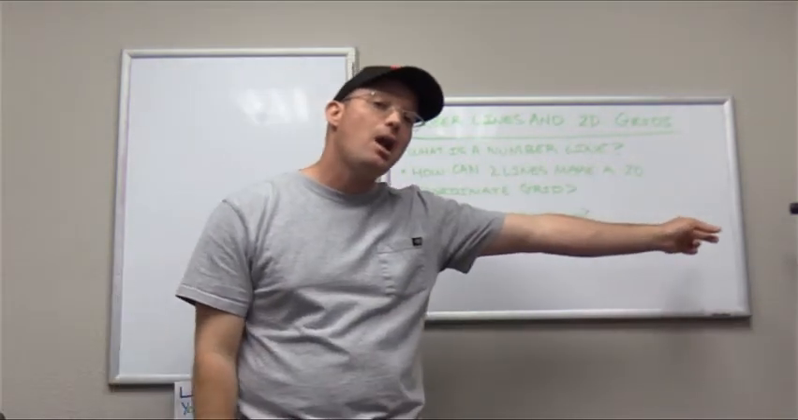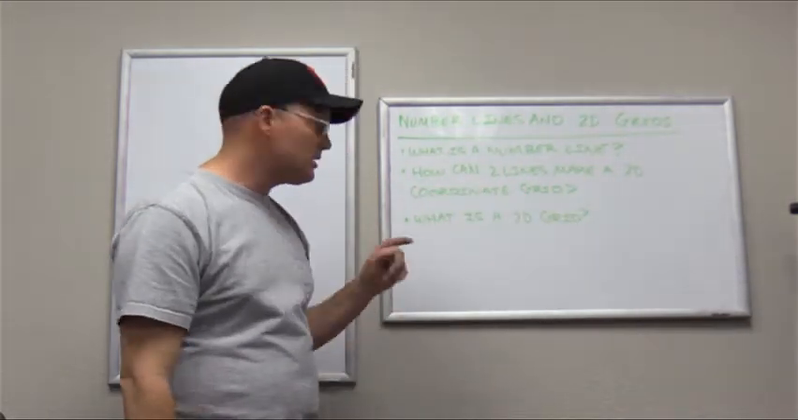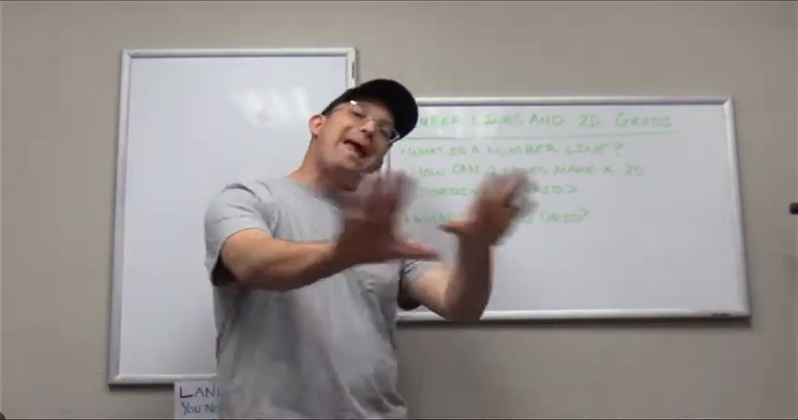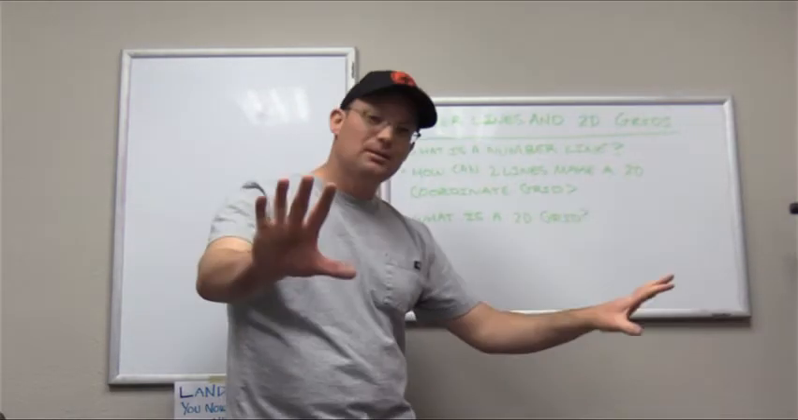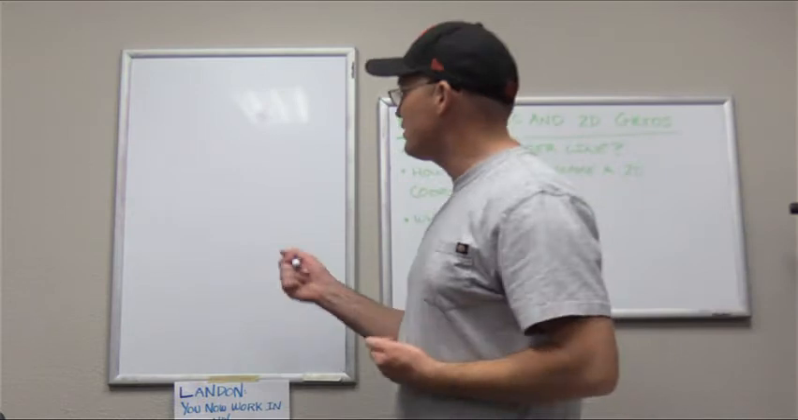What is a number line? How can two number lines make a 2D coordinate grid? And what is a 2D grid? Don't panic. If you don't know what any of that means, I'm going to keep it simple. Okay, so let's come over here to this other board and we'll talk about what a number line is.